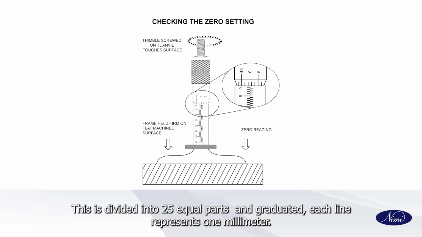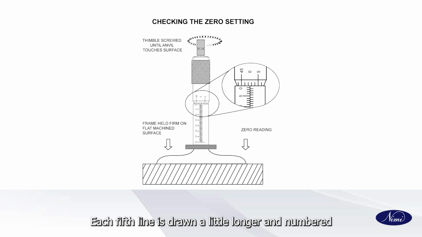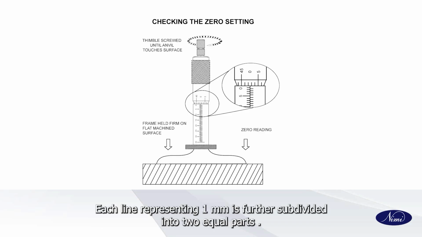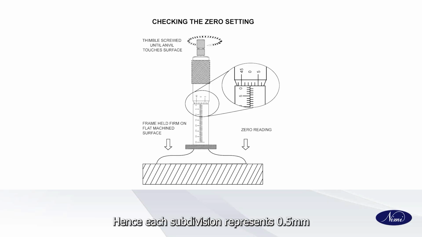This is divided into 25 equal parts and graduated. Each line represents 1 millimeter. Each fifth line is drawn little longer and numbered. Each line representing 1 millimeter is further subdivided into 2 equal parts. Hence, each subdivision represents 0.5 mm.